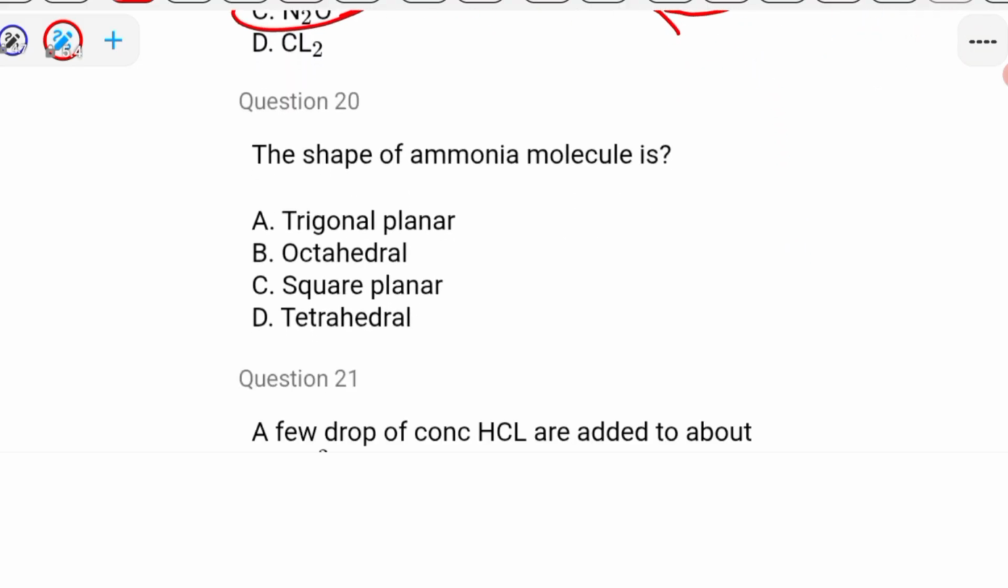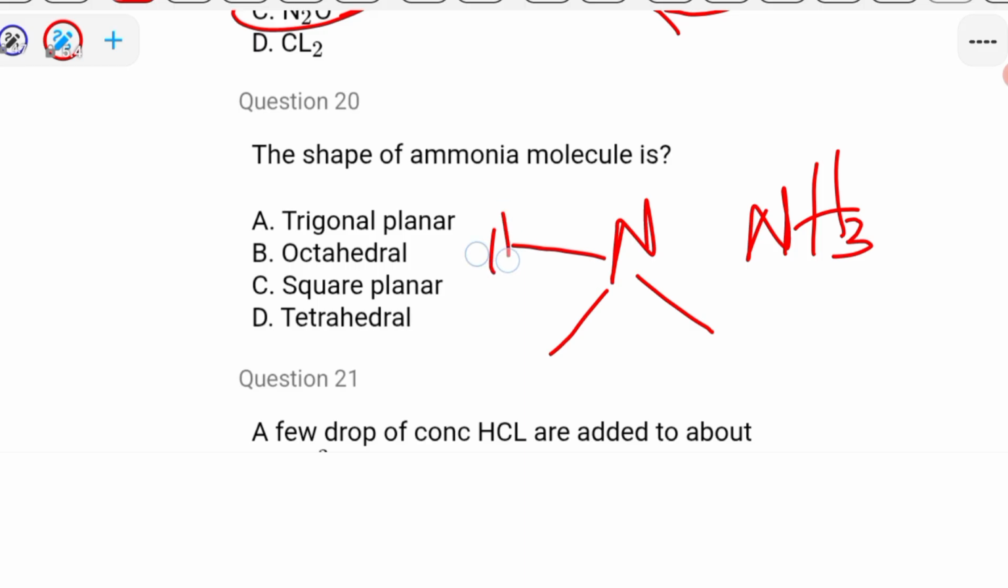Next one, the shape of the ammonia molecule. Ammonia is NH3. So you have the central atom as N, then 3 hydrogens attached to the nitrogen. Then it has a lone pair here, which is 2 electrons that are not taking part in the bonding. So because of this lone pair, the shape is supposed to be tetrahedral. This is supposed to be the answer.